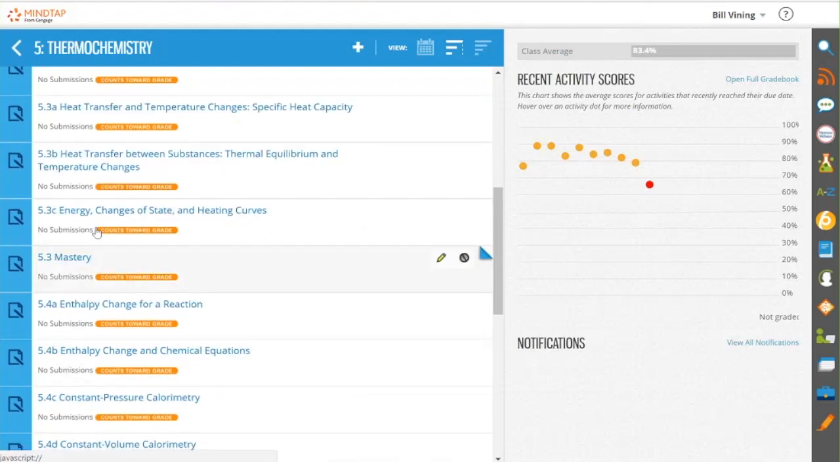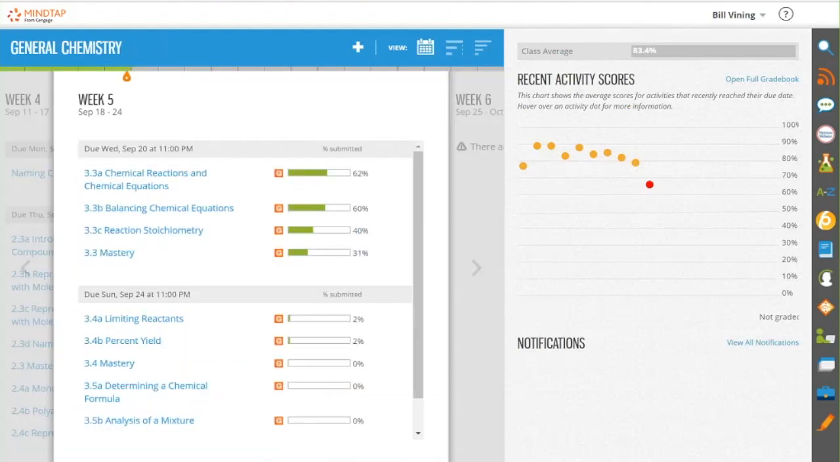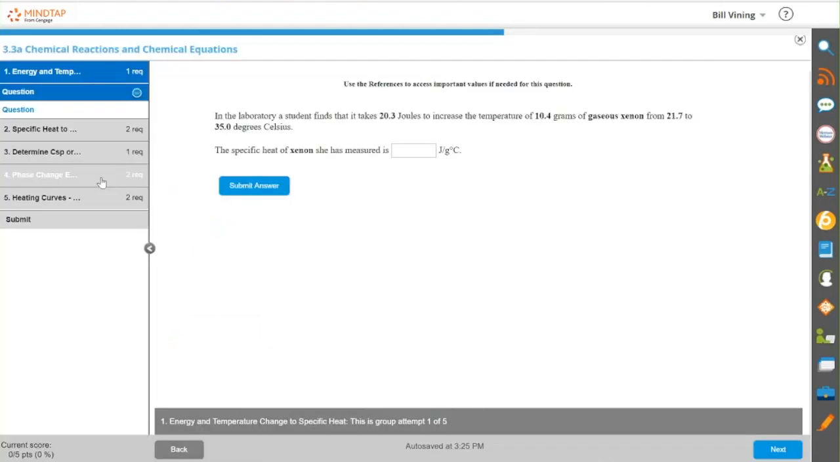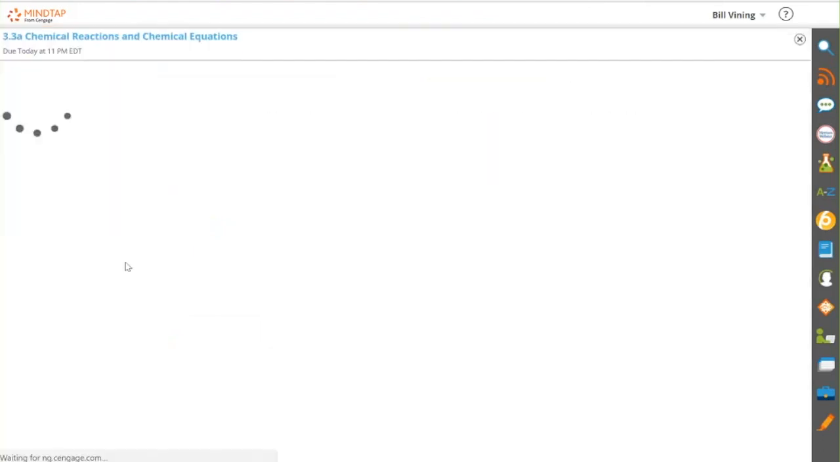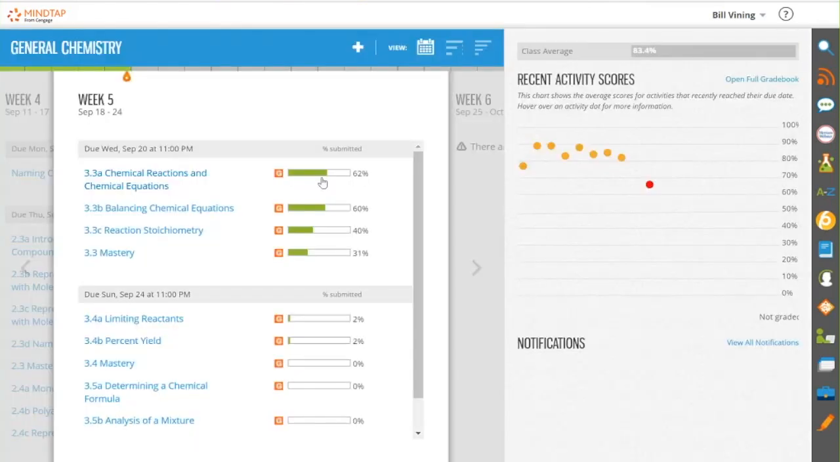And you can see it in my weekly view here, because for section 3.3, I just assigned these, and the students just do them in order. So you can see that the students are doing them, like 62% have done the first reading assignment, 60% have gotten through the second, only 40% have done all three reading assignments. So the class as a whole is completing this one before this one, before this one. So they do the readings, then the mastery.